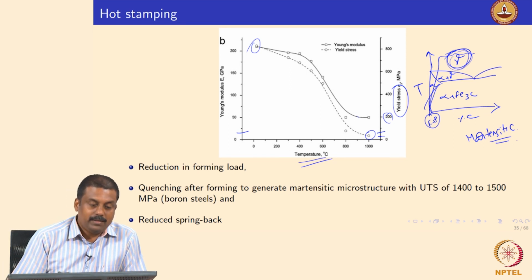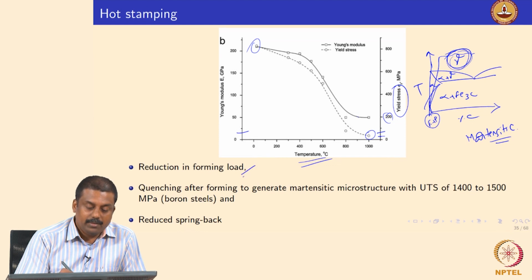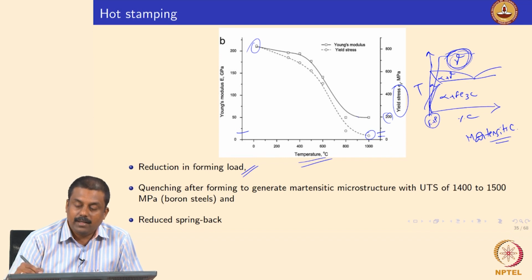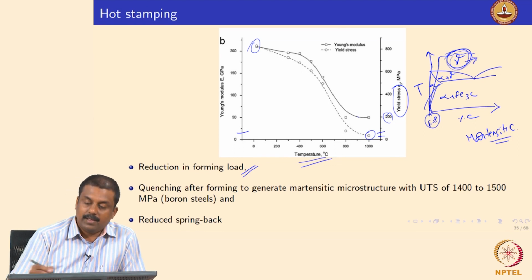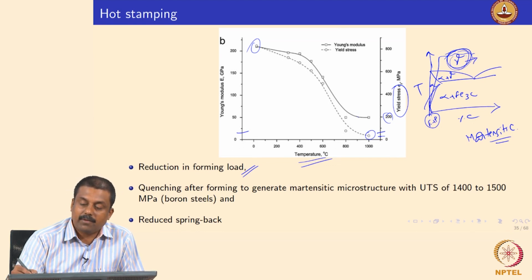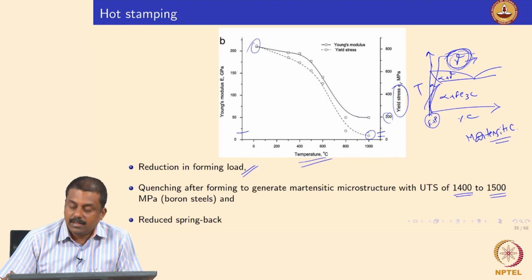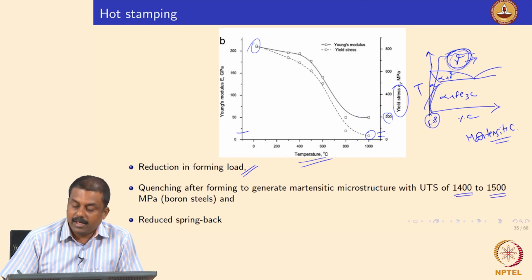Then the strength of the component would increase significantly because of the formation of martensite after quenching. So the advantage of this hot forming is reduction in forming load, because the material ductility increases significantly, it softens significantly at high temperatures, and then you transform the austenitic microstructure upon forming to martensitic, and during this process the material gains strength significantly. You can reach a strength of 1400 to 1500 megapascal.